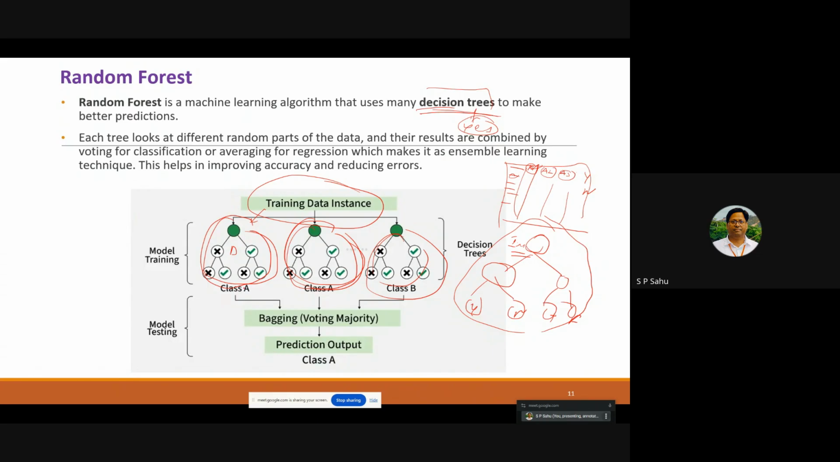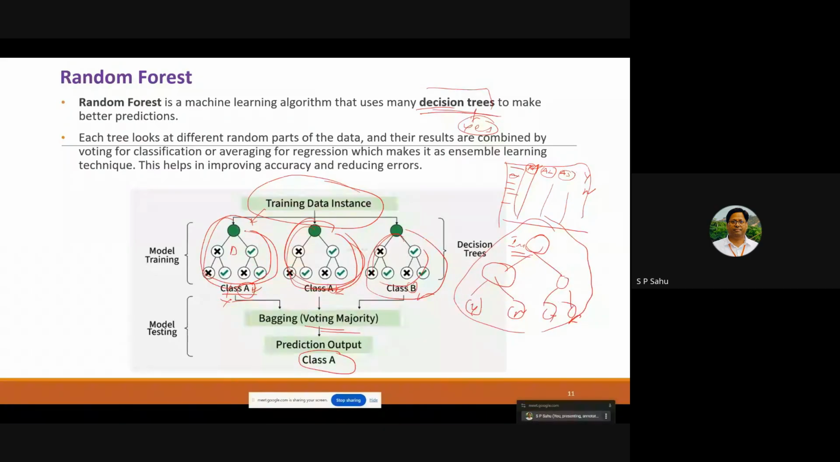So out of this we will decide. For a class A, let us say we have a final outcome where one tree is giving a response A, another is giving a response A, and another is giving a response B. So based on the voting majority, the final output class will be A. So it will be like this, model.